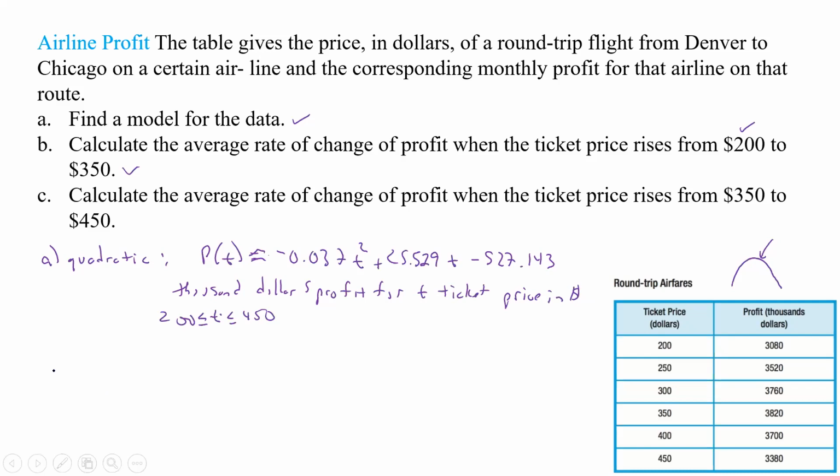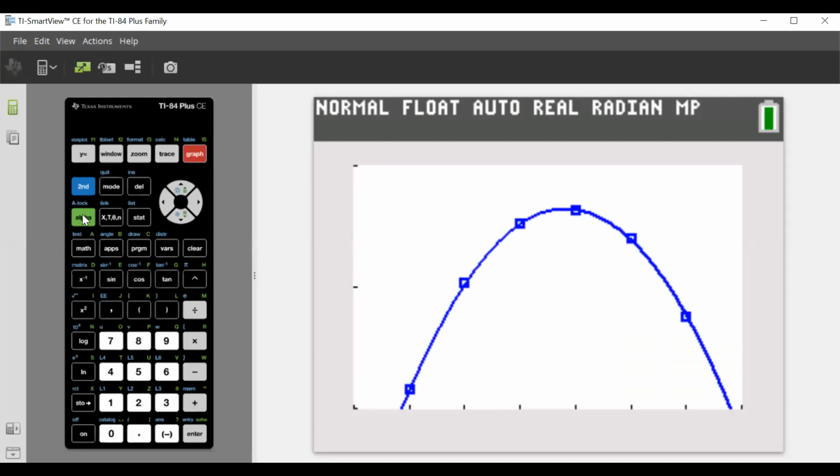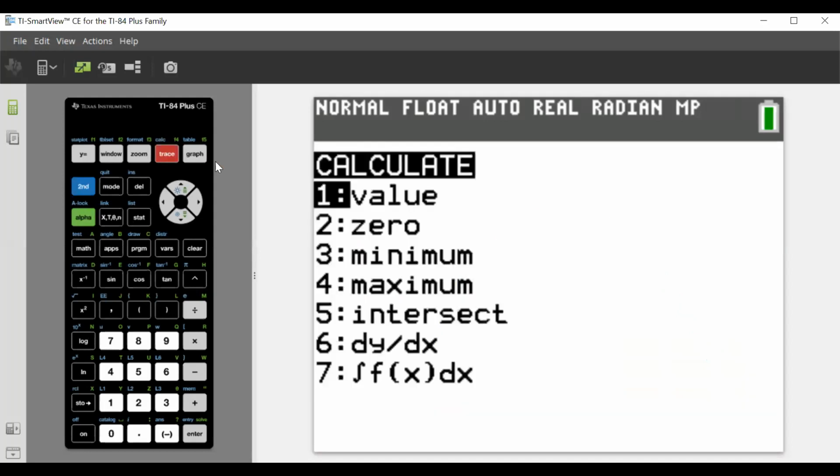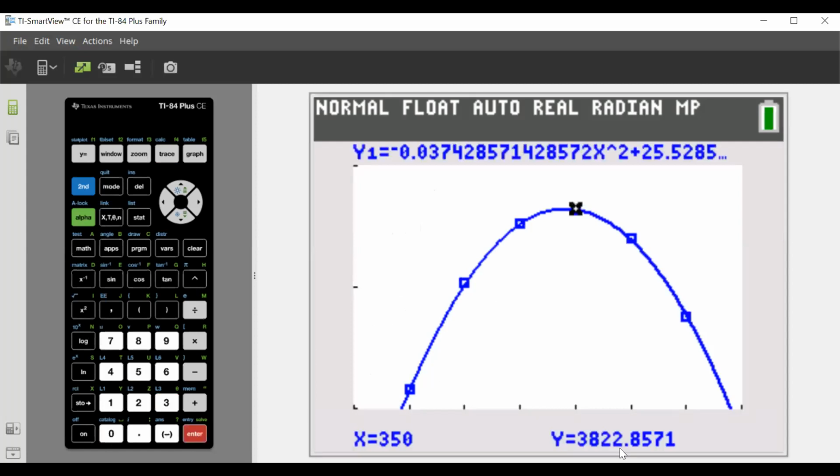Now B, now do I have an extra page so I can put more data? I do. So B, then I'm going to say, okay, well, now I need to use that data, and what that means is I can go to this graph, and guess what? We can do second calc, okay? And we can find our values. And so our values are going to be what we need to look at. And we needed to look at 350. So let's type in 350. And it tells me my value at 350 is 3822.8571.